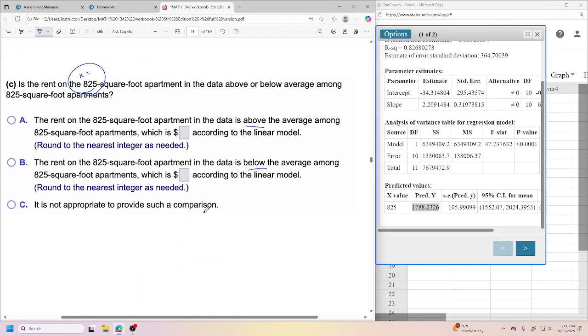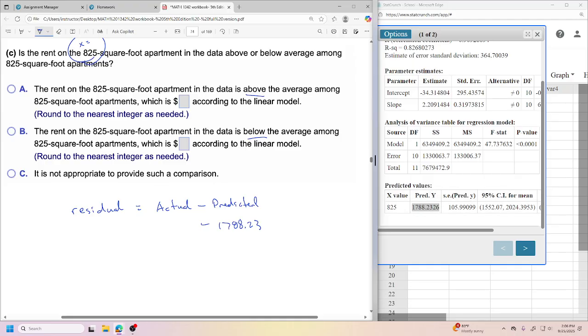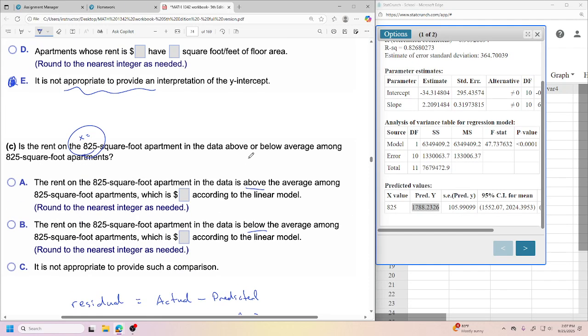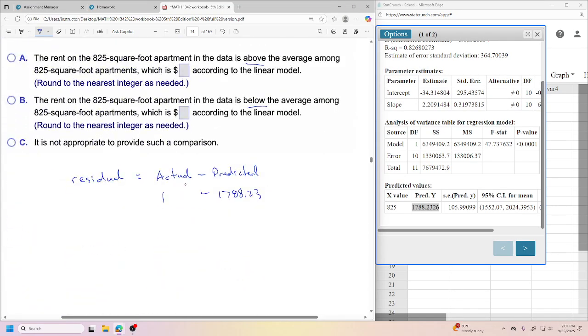Don't go that far. Okay, so what's going on is they're wanting the residual. They're saying what's going on at 825, the residual. I'm going to go back to the formula if that's okay. It was actual minus predicted. And what we just found here was the 1788.23, whatever, doesn't matter. That was predicted. See, it says predicted right there. What was the actual? So we've got to go back to the table. 825, 825, 825, 825. Aha. 1250, 1250.